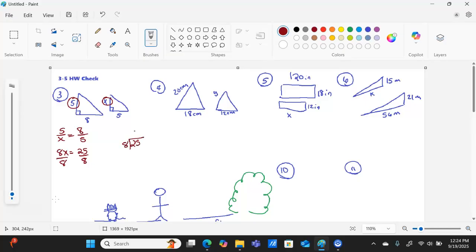25 divided by 8 goes in 3 times with 1 left over. So we have 3 and 1/8. If you wrote that as a decimal, it's 3.125.